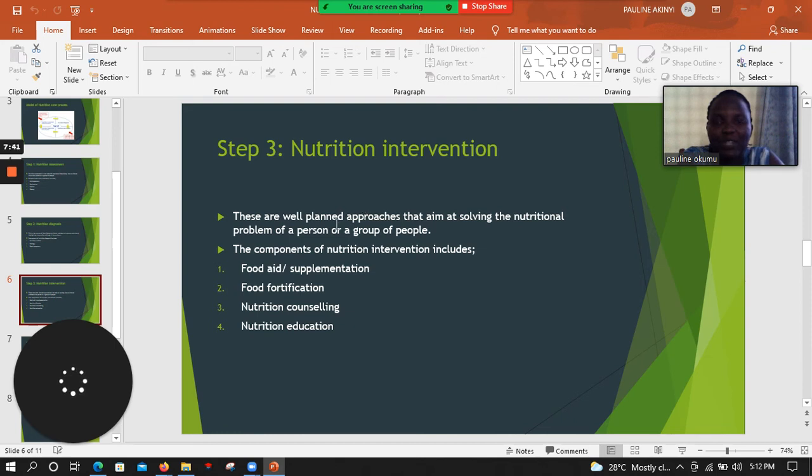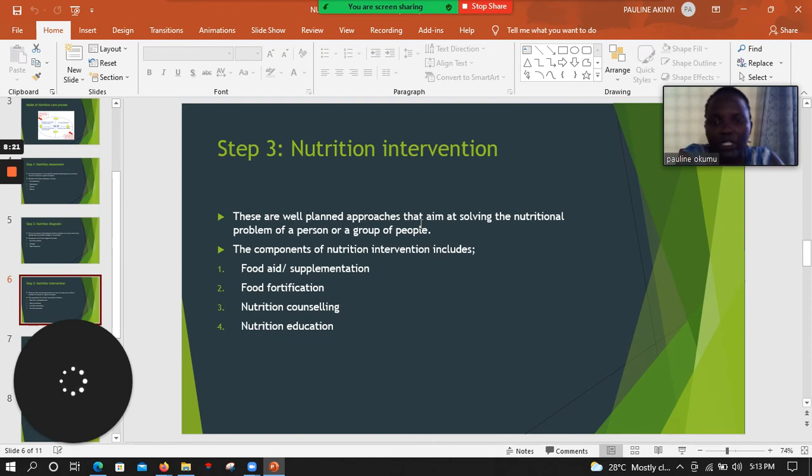So nutrition interventions are well-planned approaches that aim at solving nutrition problems of a person or a group of people. So, for example, if we identified a problem to be kwashiorkor in the first step, and in the second step we made a diagnosis and identified one of the causes, or what might have caused the kwashiorkor, was inadequate protein in the diet of the child. So now in our third step, we come up with a solution. How will we help this child with kwashiorkor? So that's what makes up an intervention, coming up with well-planned approaches which aim at solving the nutrition problem.